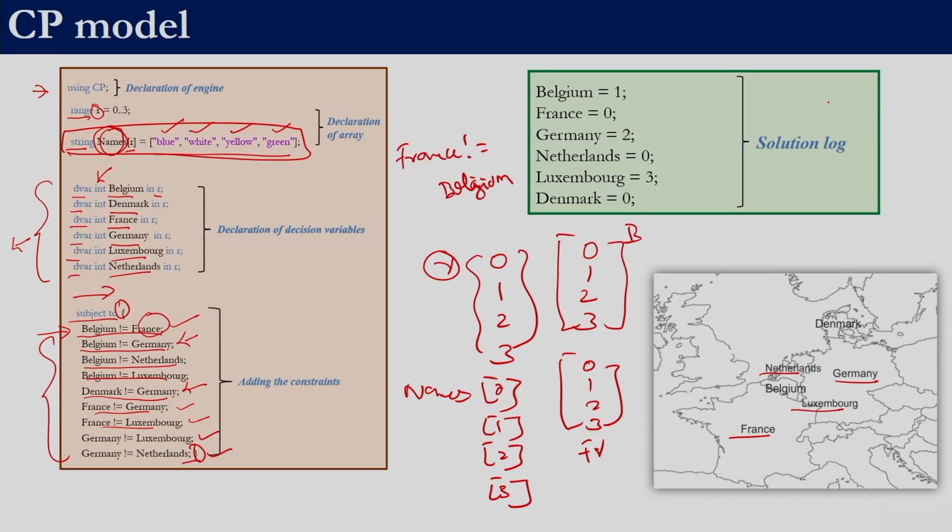When we solve this, this is the solution. Belgium equal to 1, France equal to 0, Germany equal to 2, Netherlands equal to 0, Luxembourg equal to 3 and Denmark equal to 0, right. So, 0 indicates blue. It basically means that France is to be colored with blue, Netherlands is to be colored with blue, Denmark is to be colored with blue. Belgium is 1, so it is white. Germany is 2, so yellow, and Luxembourg is green.